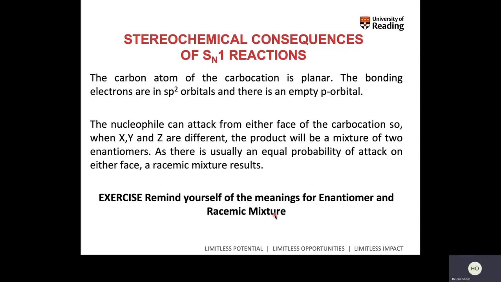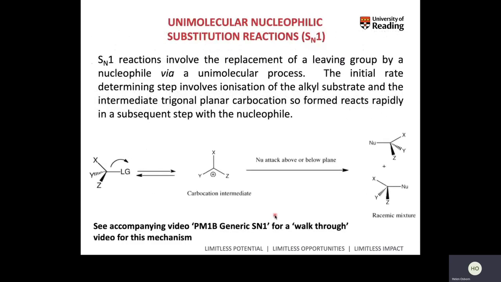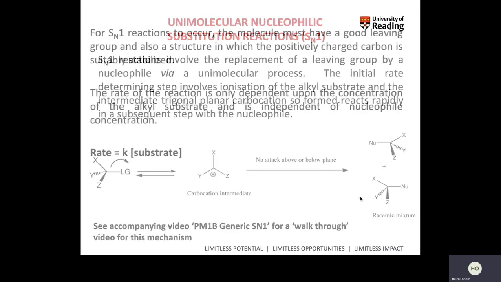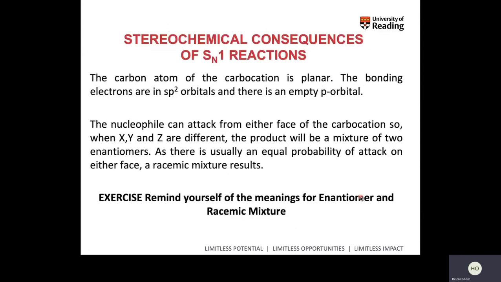And this slide really repeats what I've said on the previous slide, that when we look at the carbocation which is formed, this carbocation is planar. And so because it's planar, we can get the nucleophile attacking above or below, and that's going to give us 50-50 of the different isomers. So we're going to get a racemic mixture. So the stereochemical consequence for the SN1 reaction is that we're going to get a racemic mixture.